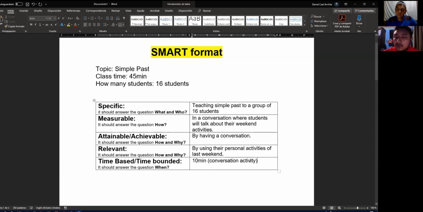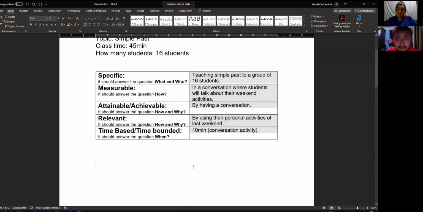Now, combining all of this, we will have: by the end of the class, students will be able to. Okay, so this is helping us to create our objective, but still, this is not the objective that we are going to write in the plan, right? Right, yes, that's completely right. This will help us to see in a clear way what we need to put in our objective in order for it to be SMART. Okay, so now we have to put everything together. Yes.